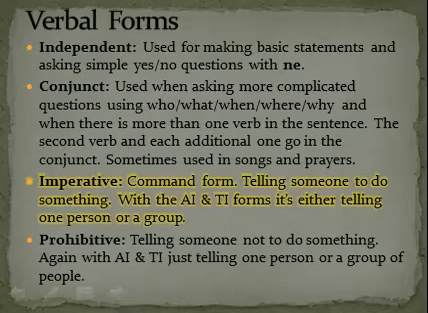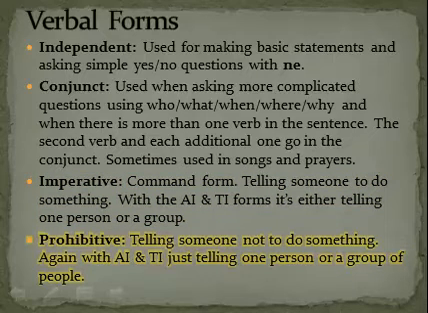The imperative, or command form, telling someone to do something. With the AI and TI forms, it's either telling one person or a group. Prohibitive, telling someone not to do something. Again, with AI and TI verbs, it's just telling one person or a group of people. When you get to the TA verbs, you can command like he told them, or they're telling us. So it gets a little more complicated. But with those forms, it's just you all don't do it, or you don't do it.